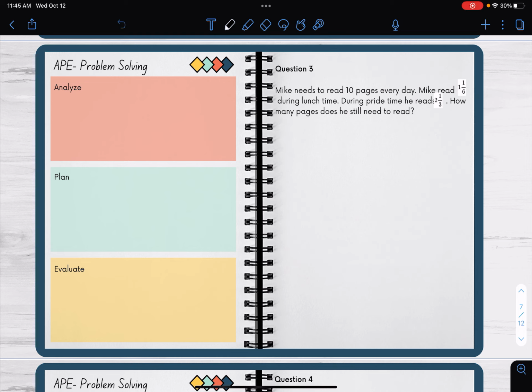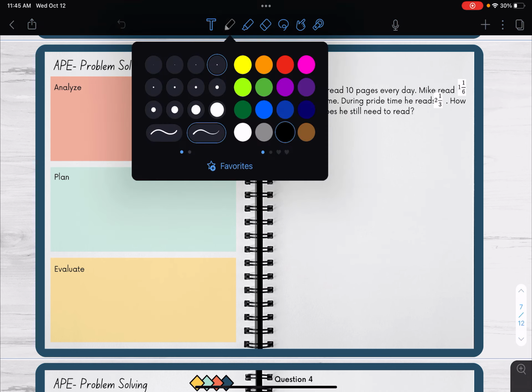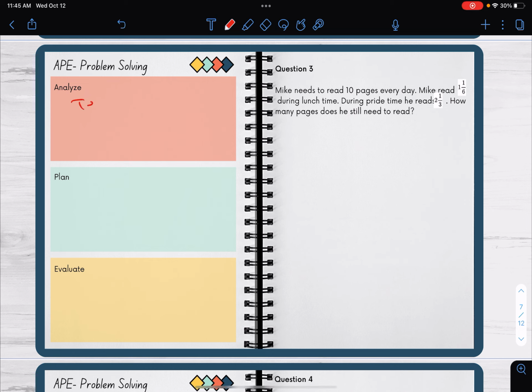So we're going to go ahead and do our analyze part. If you remember, our analyze part is to text code. So he needs to read 10 pages every day. He already read 1 and 1/6 pages, and then he read 2 and 1/3. And we need to know how many pages he still needs to read.